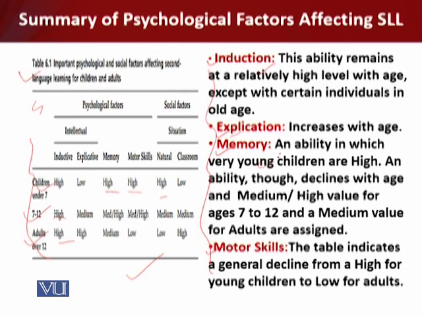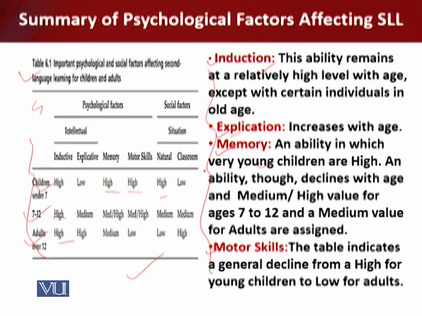Now with regard to memory, this is an ability in which very young children are high. Such an ability though declines with age, and so according to the authors, they have been assigned a medium high value for ages 7 to 12 and a medium value for adults. One might want to assign maybe a lower value to adults because of the great range that is involved in the age factor. For simplicity's sake, it has been made only one category of adults.